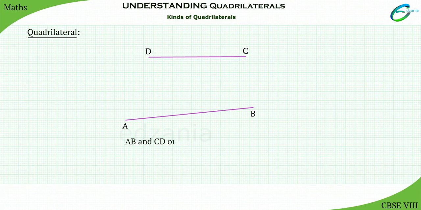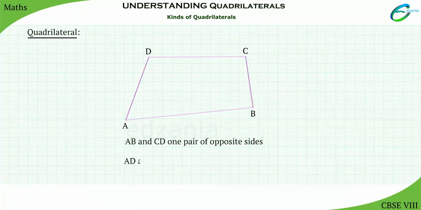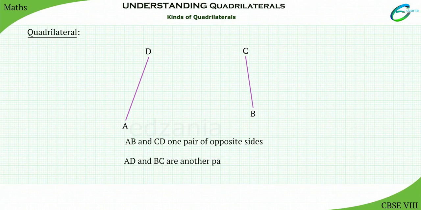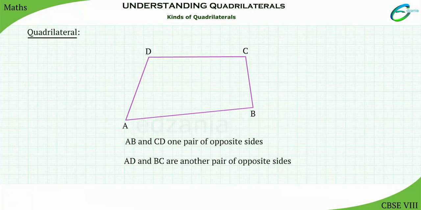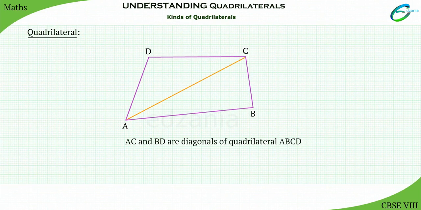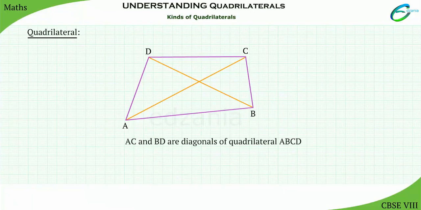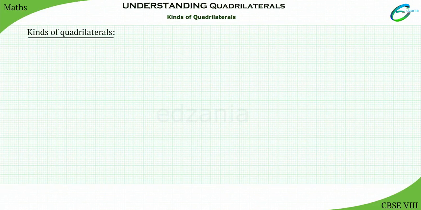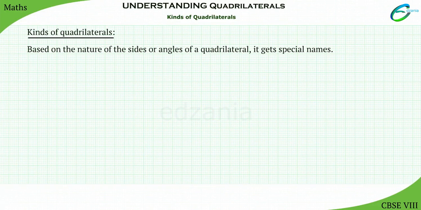AB and CD are one pair of opposite sides. AD and BC are the other pair of opposite sides. By joining the two non-consecutive vertices, we will get diagonals. So AC and BD are diagonals of quadrilateral ABCD. According to the nature of sides or angles of a quadrilateral, it gets a special name.